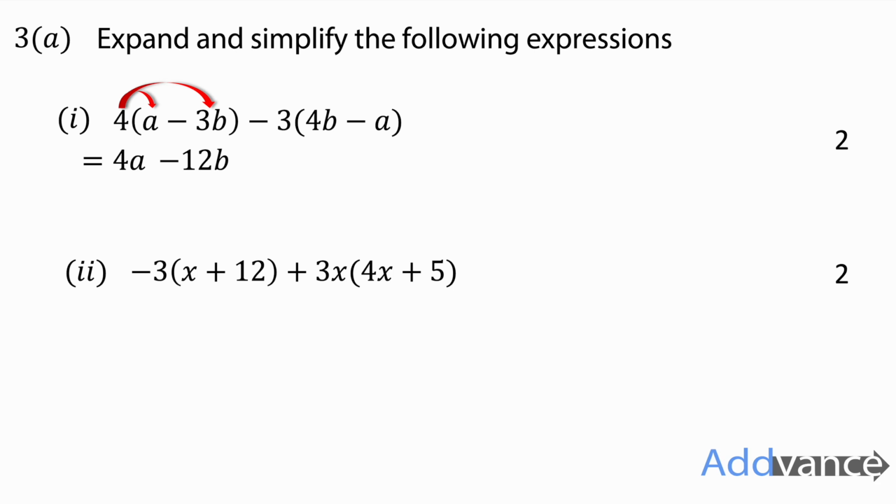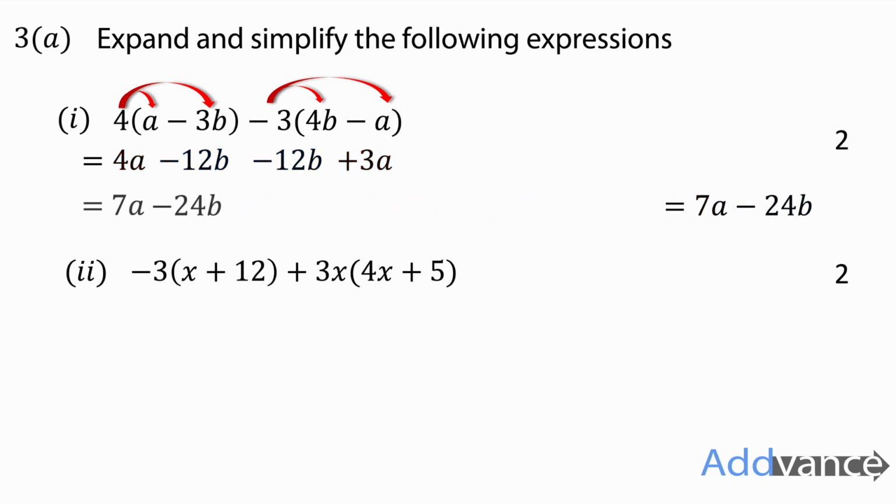Now we're doing minus 3 times 4b. And this is a negative times a positive, so minus 3 times 4b will be minus 12b. Minus 3 times minus a will be positive 3a. So that is a negative times a negative is a positive. Here we've got some common terms and we can simplify. 4a plus 3a is 7a. Minus 12b is minus 24b. 7a minus 24b is the final answer.